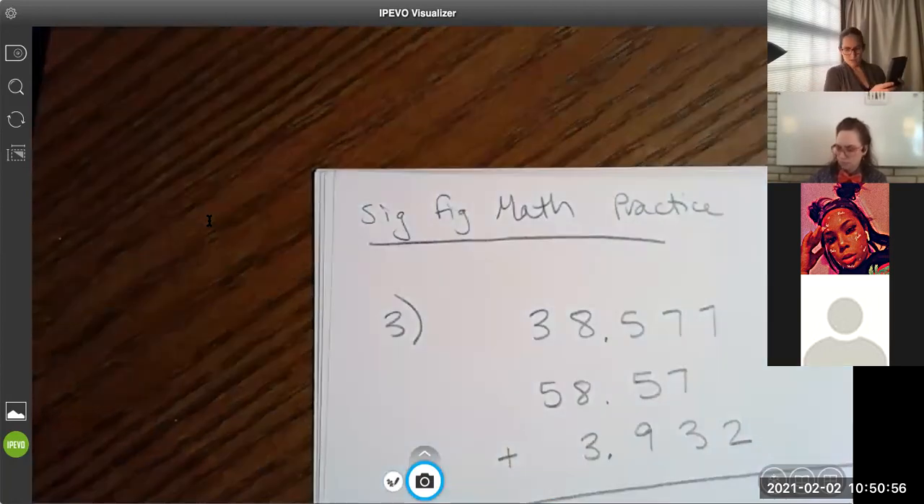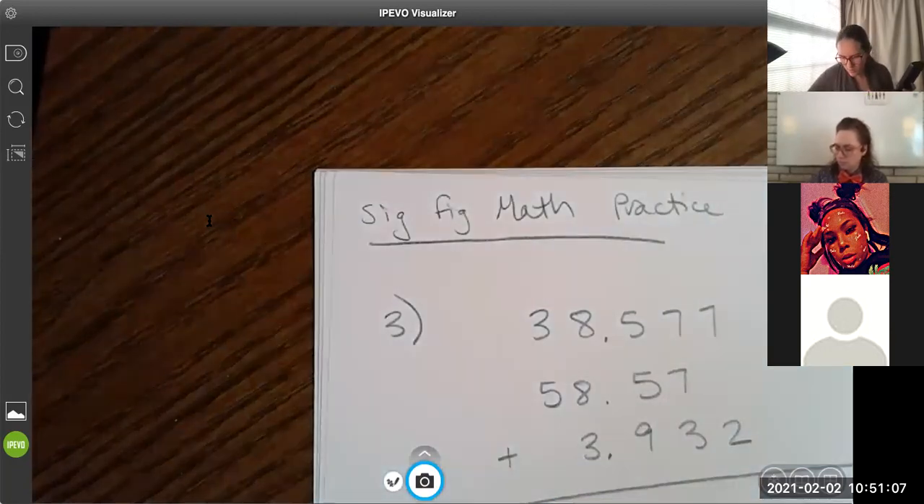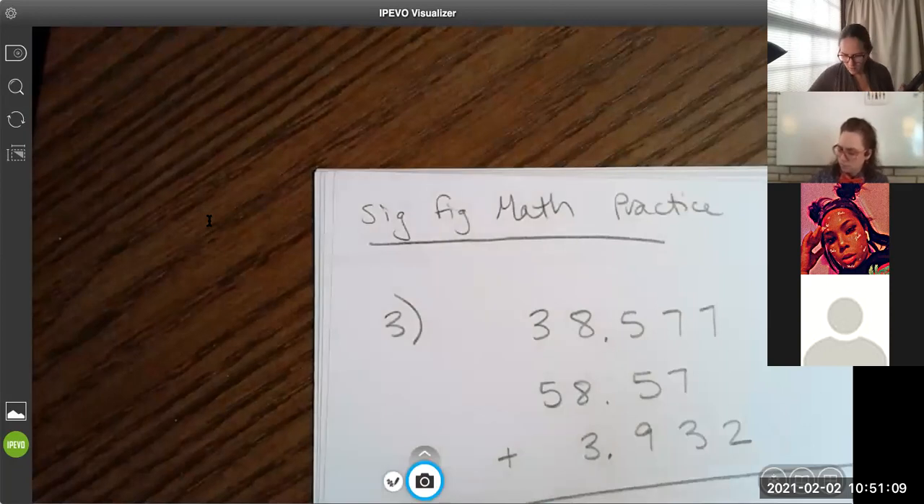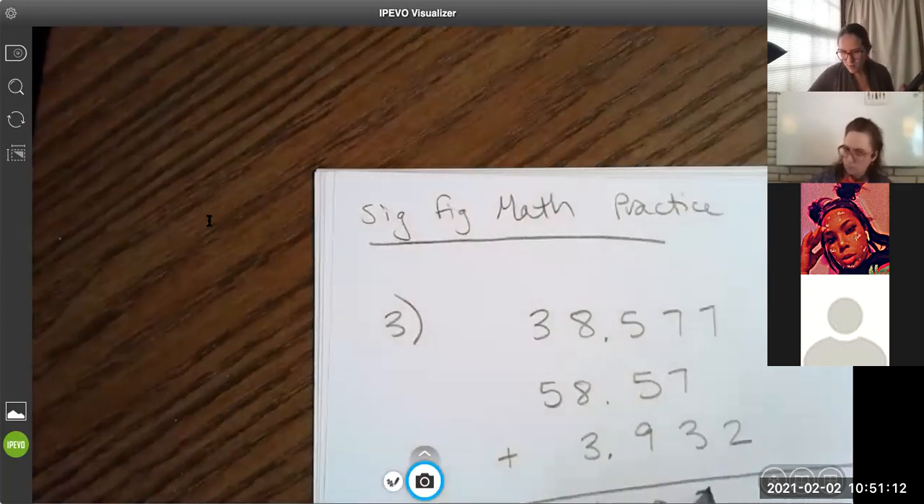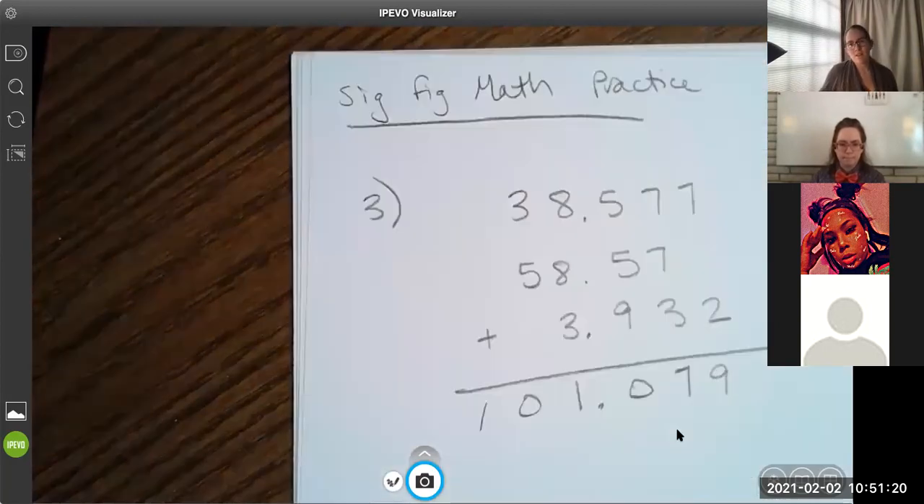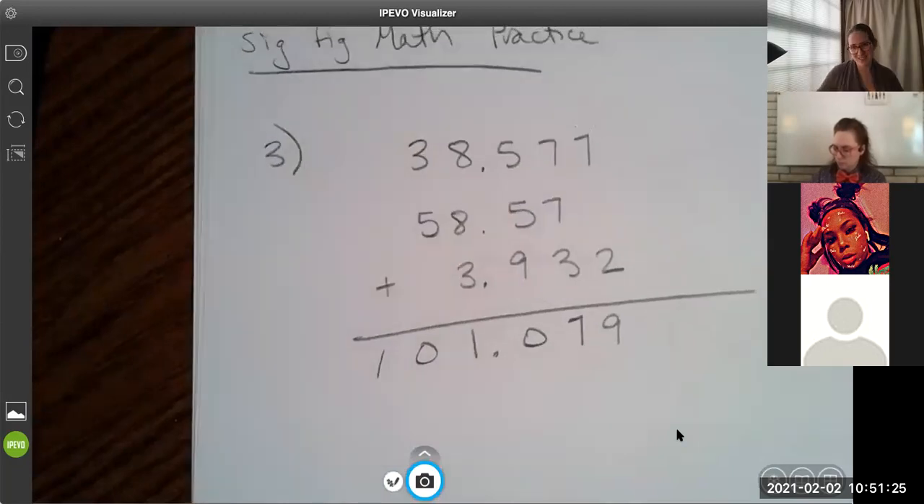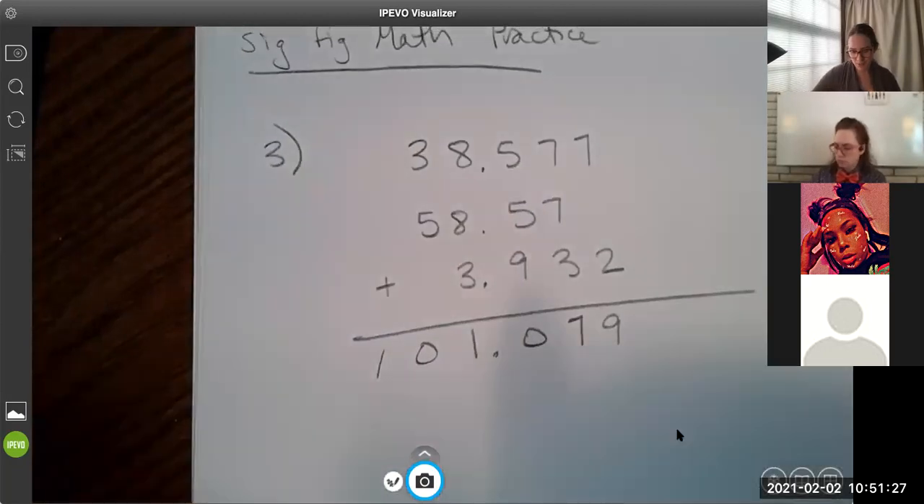Type it in, 38.477. Okay. And that one is adding and subtracting. This is a place values question.